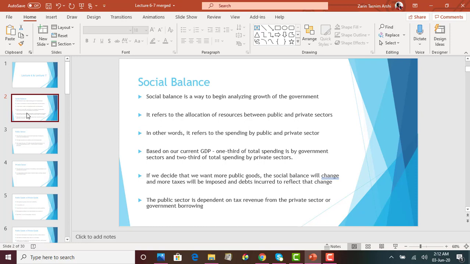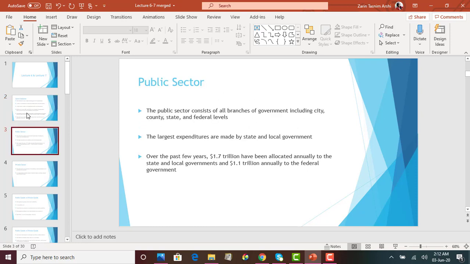public sector activities. Okay, so public sector is dependent on the tax revenue, whereas private sector is basically independent. Public sector is dependent on tax revenue as well as borrowing from the private sector. When we talk about public sector, we refer to all forms of government. It includes federal, state, city, county, all levels of government.